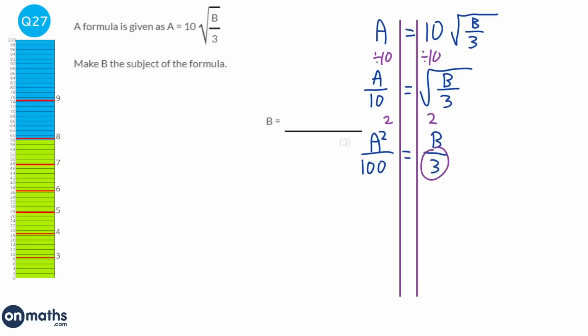And we want to get rid of this next, so we want to times both sides by 3. To get rid of a divide by 3, we times both sides by 3. Now with a fraction, when you times it by something, you actually just times the numerator, the top, by that. So it's going to be 3a squared over 100 equals b. So b is 3a squared over 100.